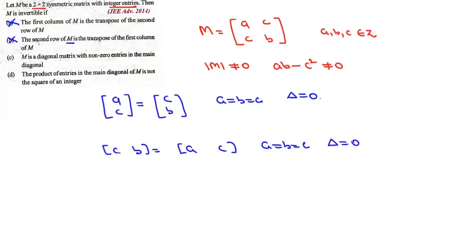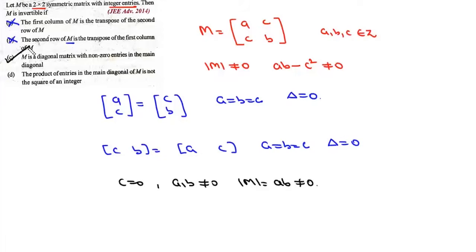Now this third one is, if M is a diagonal matrix with non-zero entries in the main diagonal. Now if C is 0 and A and B are non-zero, then the determinant of M will be simply AB and it is unequal to 0. That means M inverse will exist. So option C is correct.